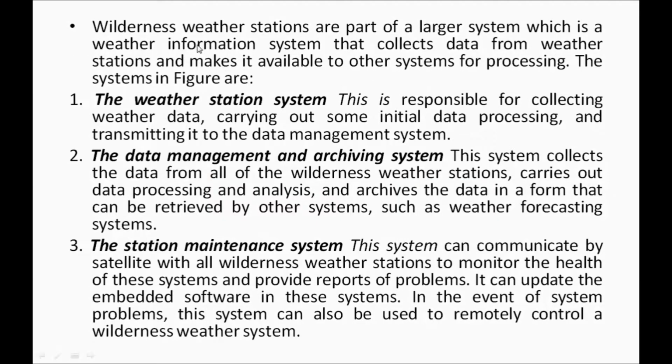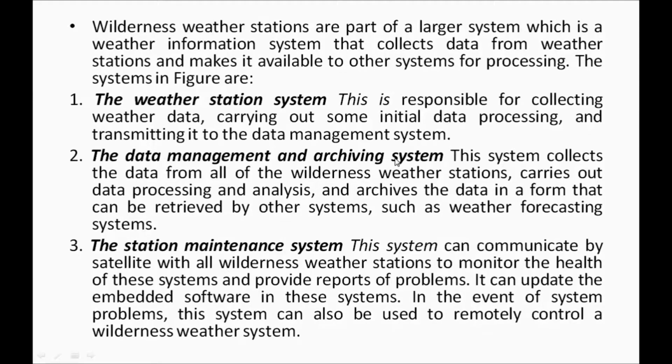See, this wilderness weather stations software contains these 3 components. The weather station system is the first component. What is the task of this component? This is responsible for collecting weather data. It can carry out some initial data processing and transmit it to the data management system. So the weather station system collects the weather data. After collecting it, it will send that weather data to the data management and archiving system.